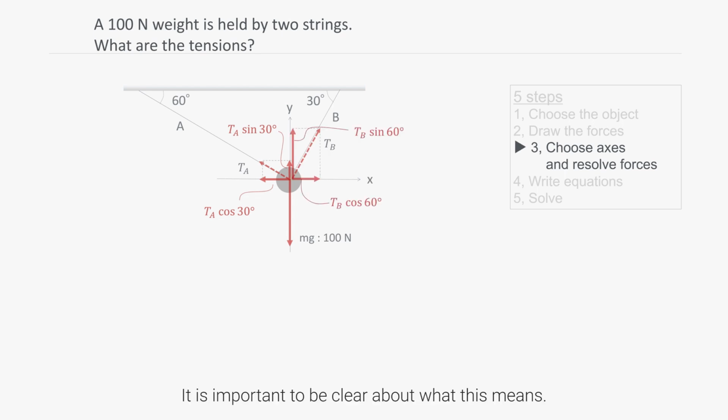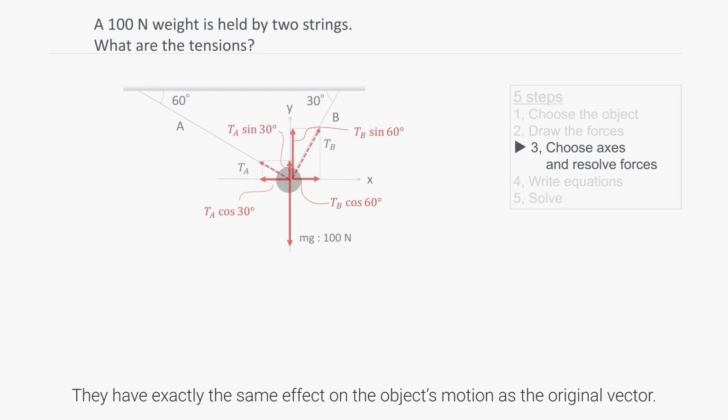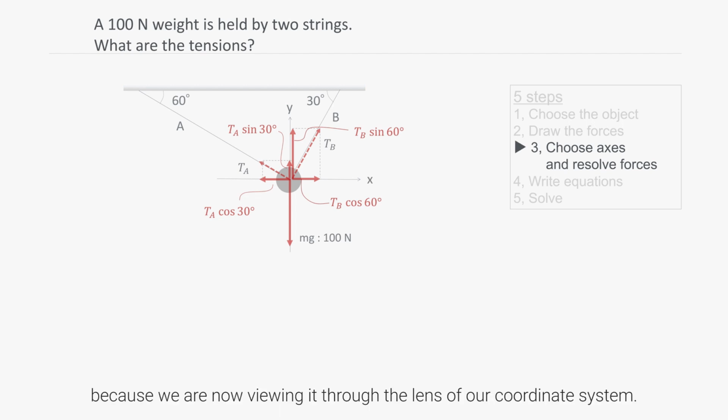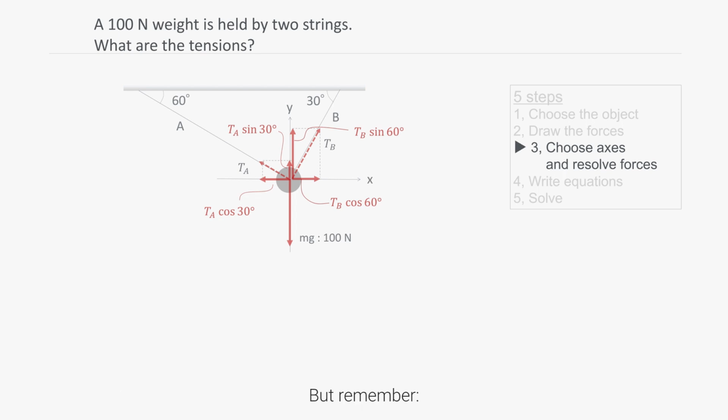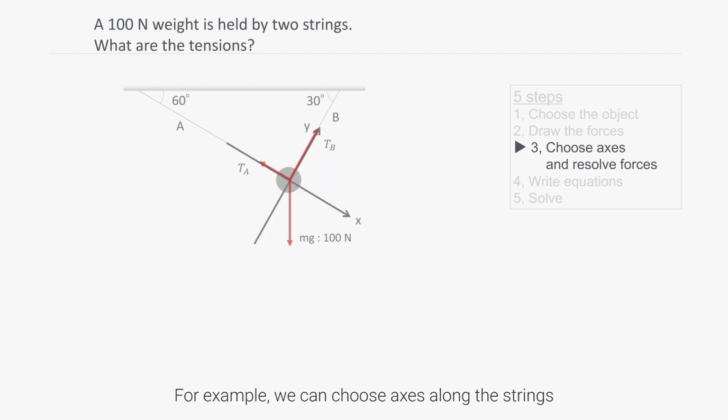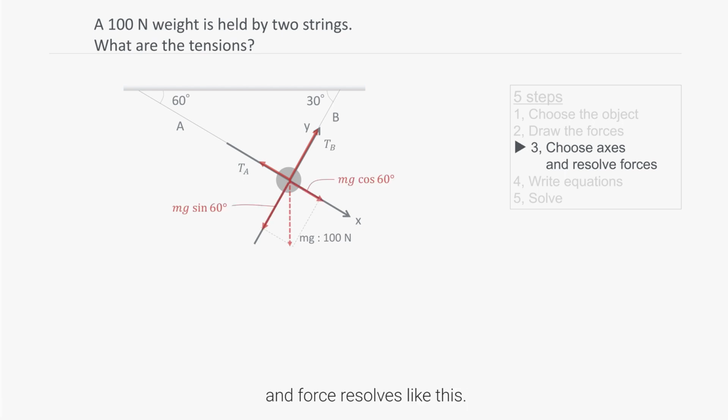It is important to be clear about what this means. After decomposition, the components are not new forces. They have exactly the same effect on the object's motion as the original vector. Nothing physical has changed. The force only looks different because we are now viewing it through the lens of our coordinate system. But remember, a coordinate system is a lens. You are free to choose the directions that make the problem easiest to describe. For example, we can choose axes along the strings, and the force resolves like this.